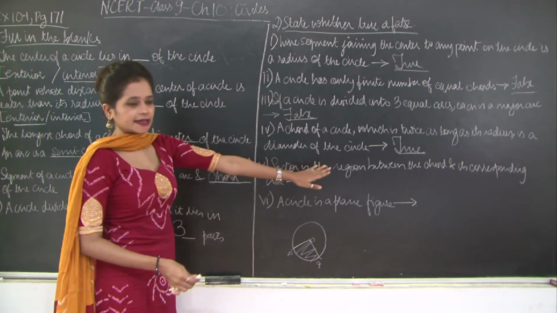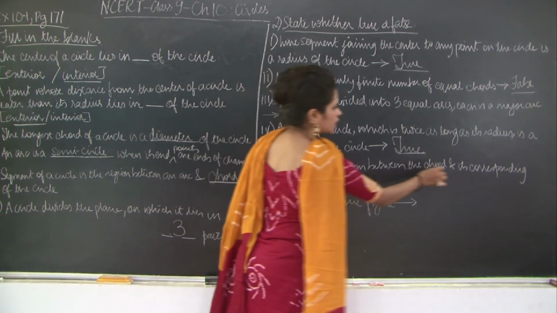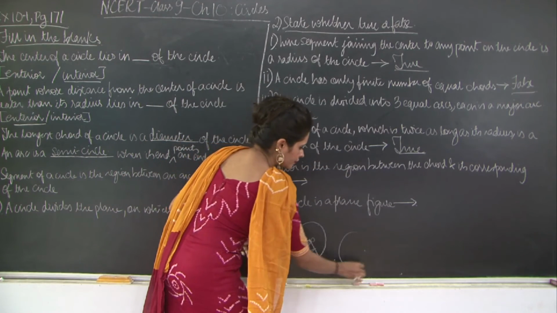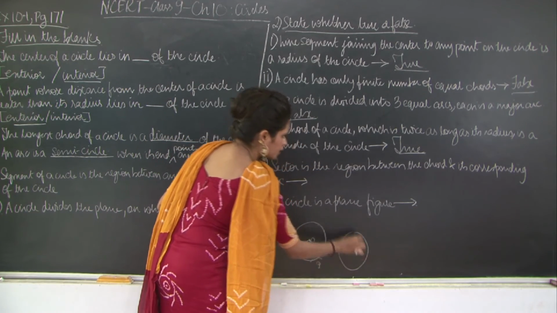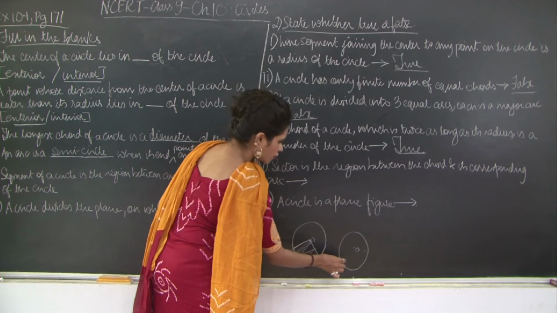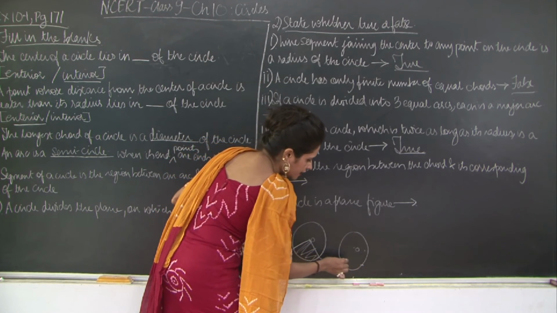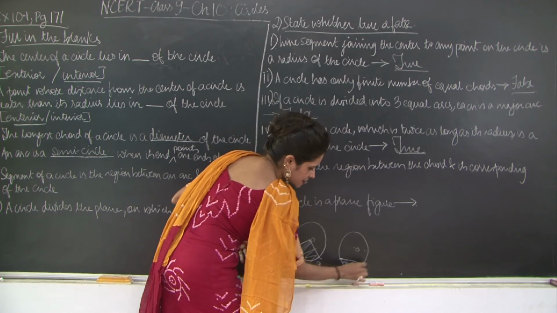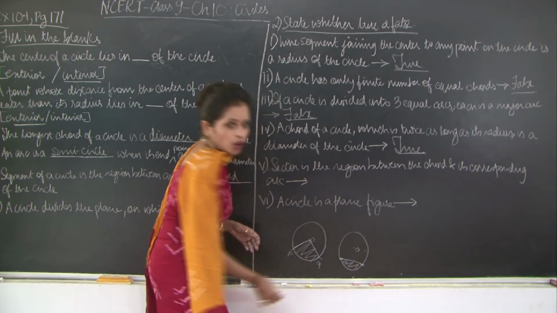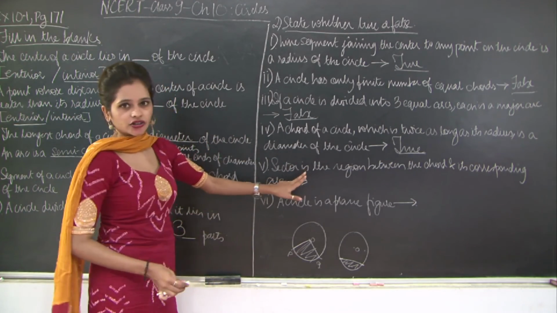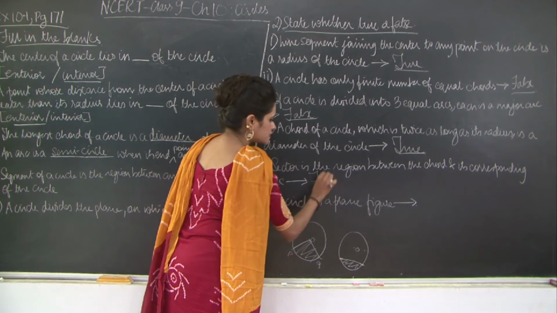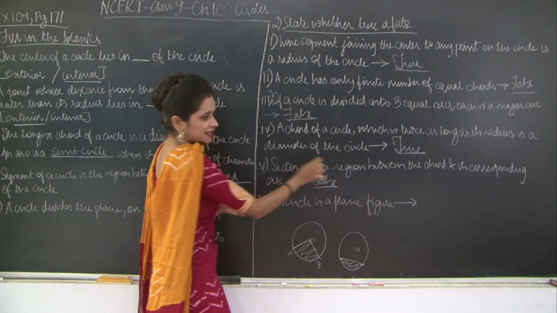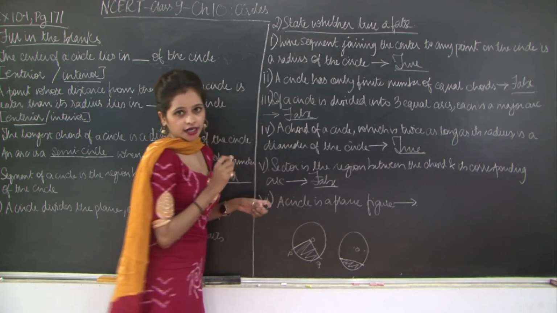So let's reread this. Sector is the region between the chord and its corresponding arc. According to this statement, you have your center, and this is your chord and corresponding arc, right? This is the chord and this is the arc so formed. But this region is what? It is the segment. It is not the sector, right? So this statement is false, because segment is the region between the chord and its corresponding arc.